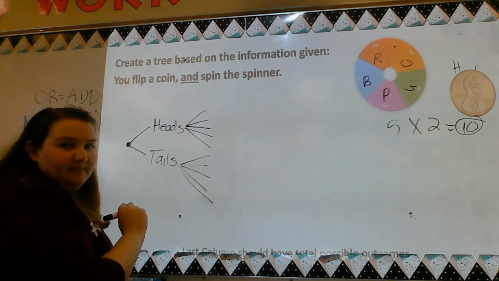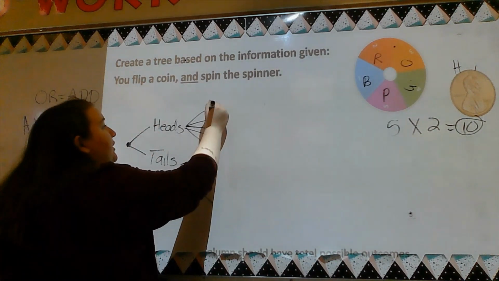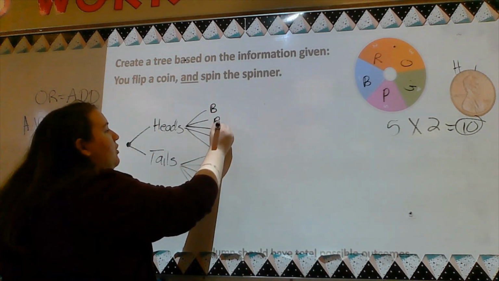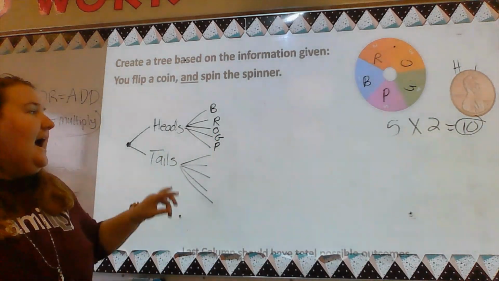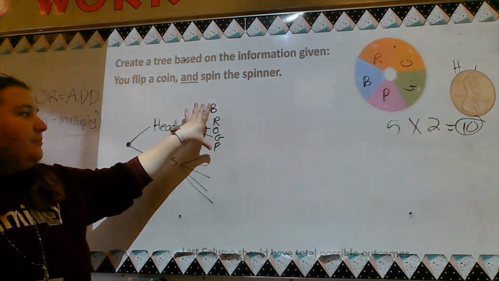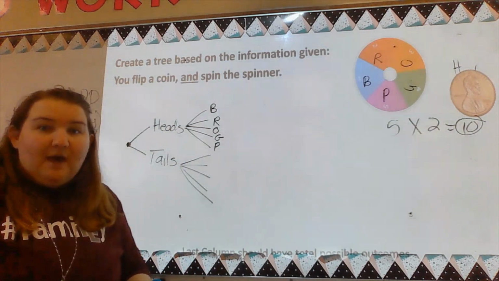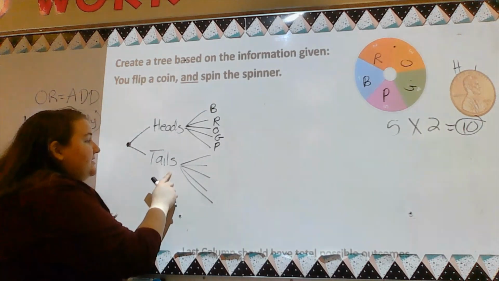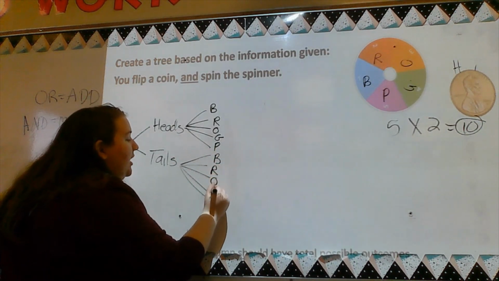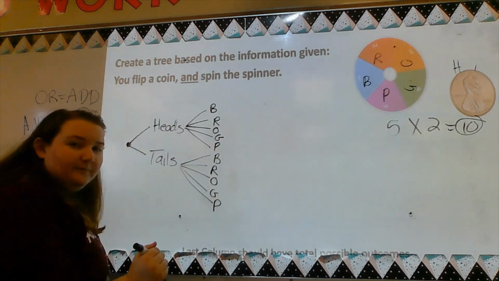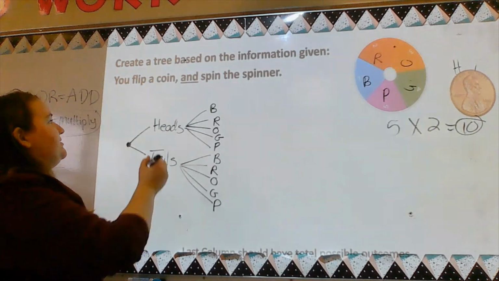Okay, so I could get heads, and then I could get blue, red, orange, green, purple. Now, what if I don't get heads? Okay, then I could get tails, and I could still get blue, red, orange, green, or purple. Okay, so heads or tails, those are my first options. I have 2 options.